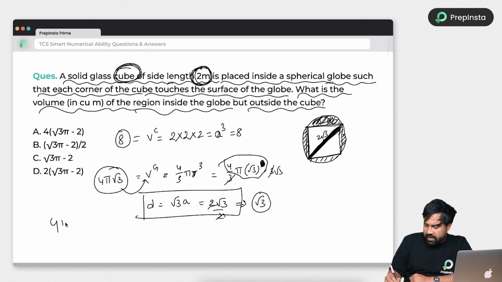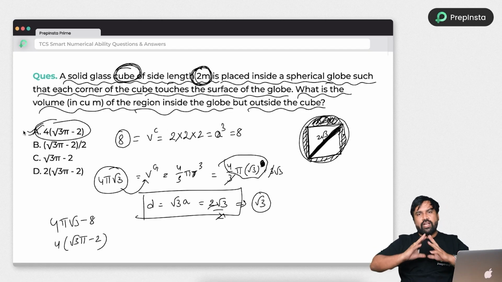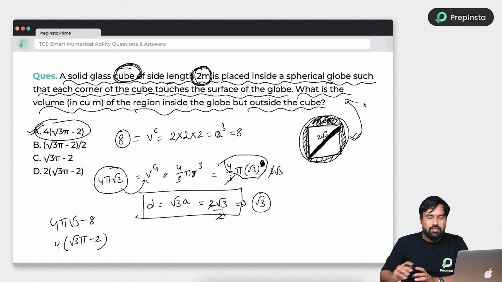So 4 pi root 3 minus 8. Why? Because the globe is bigger. That's why we kept the cube inside. So 4 is common. Root 3 pi minus 2. So answer is option E. So this all depends on the basic formulas. There is no explanation, simple formula oriented concept. That's it. So here they have converted 2 dimensional to 3 dimensional. That is the only way.